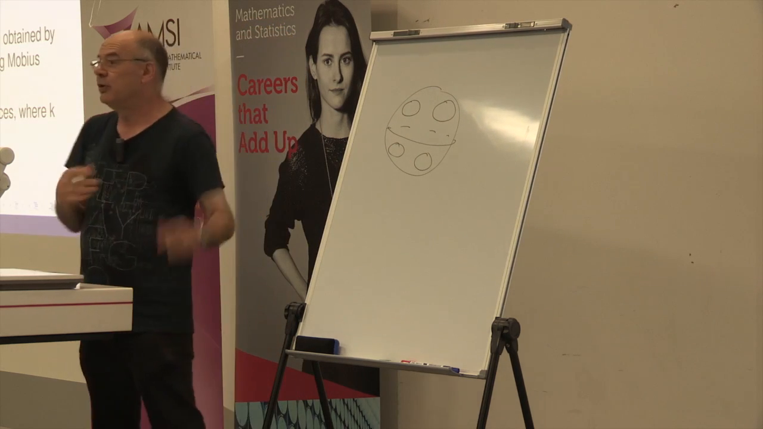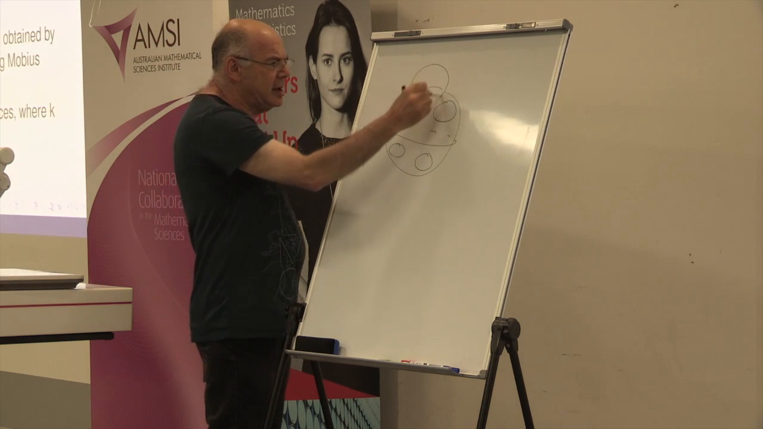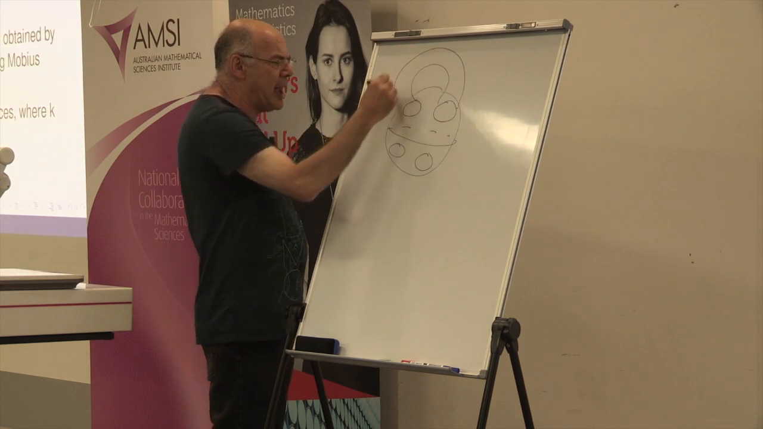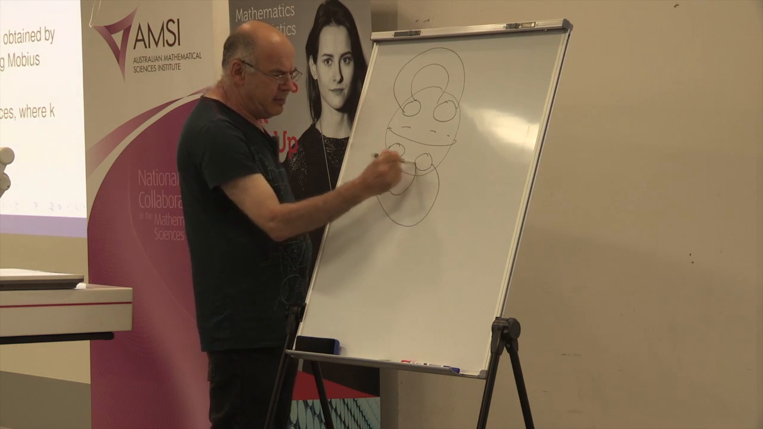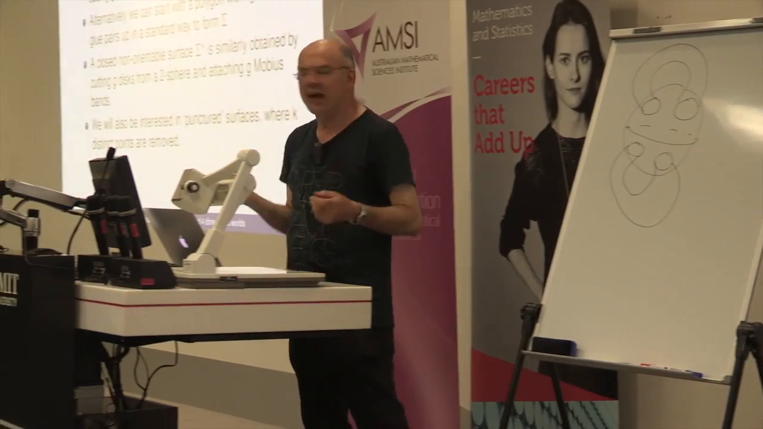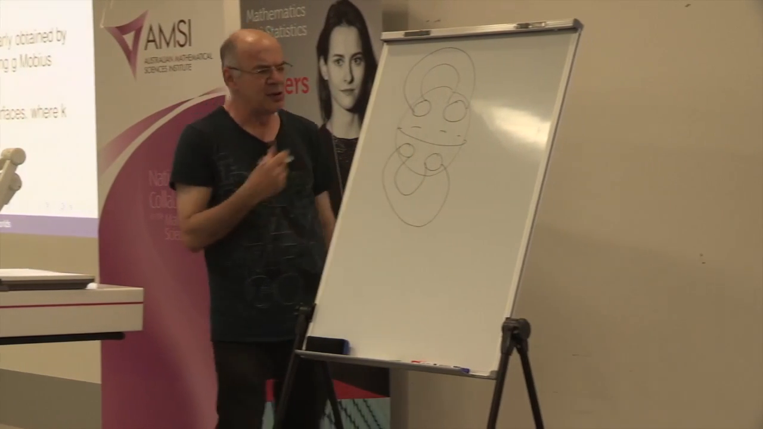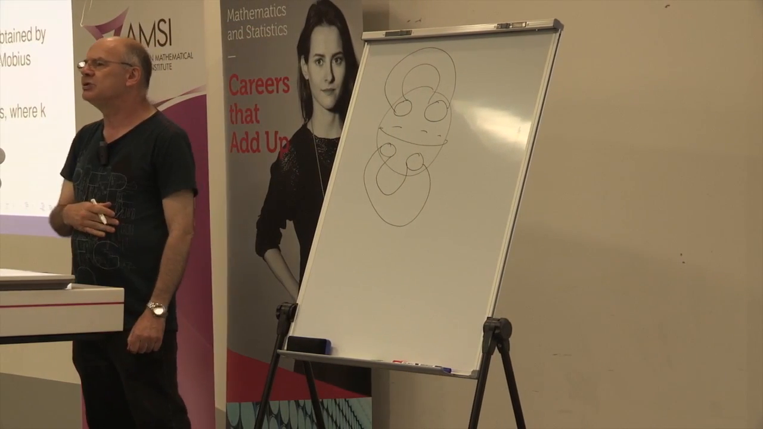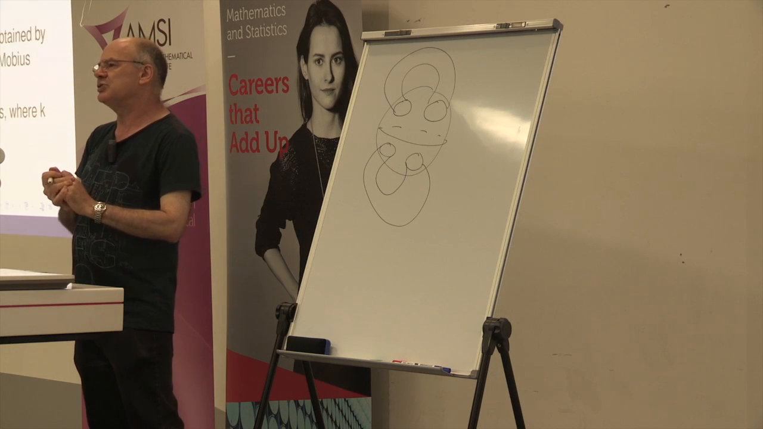Okay, so we remove some discs, and then we attach things which we call handles. Now, a handle is really just an annulus, but we can think of it like a tea or coffee jug, so it's a handle in that sense. And so this is a model of a closed orientable surface. The number of handles is called the genus of the surface.